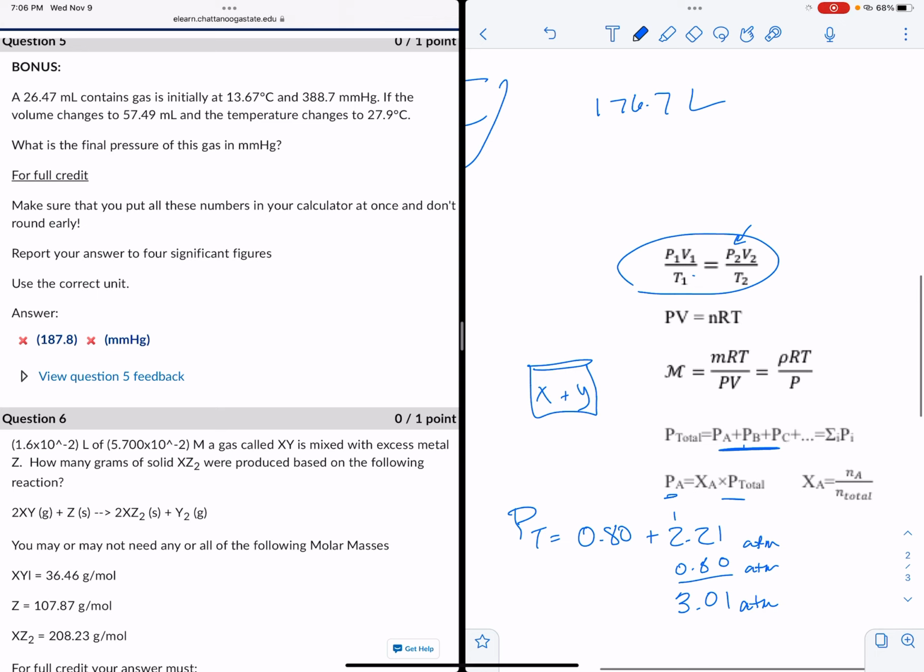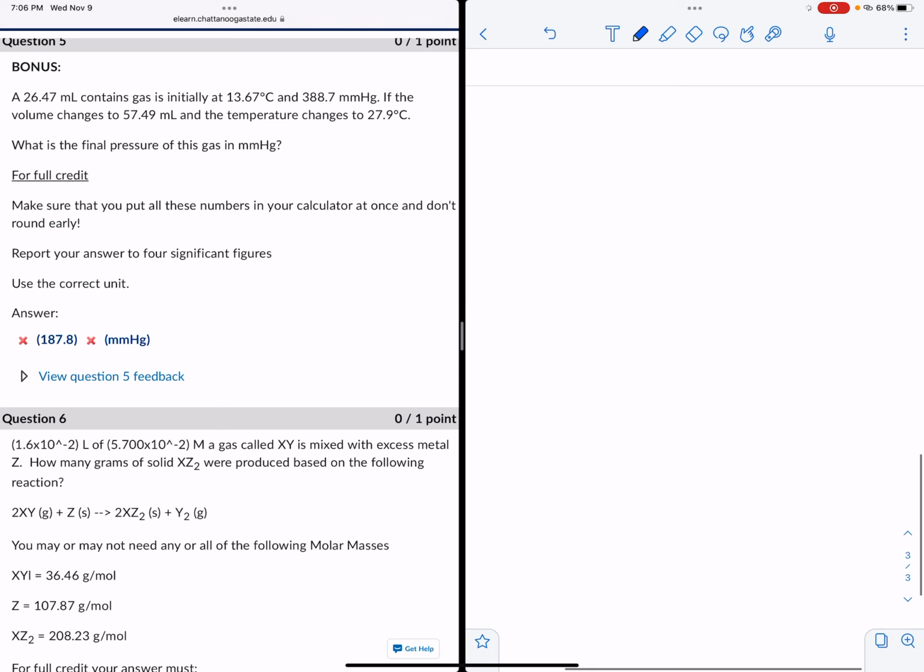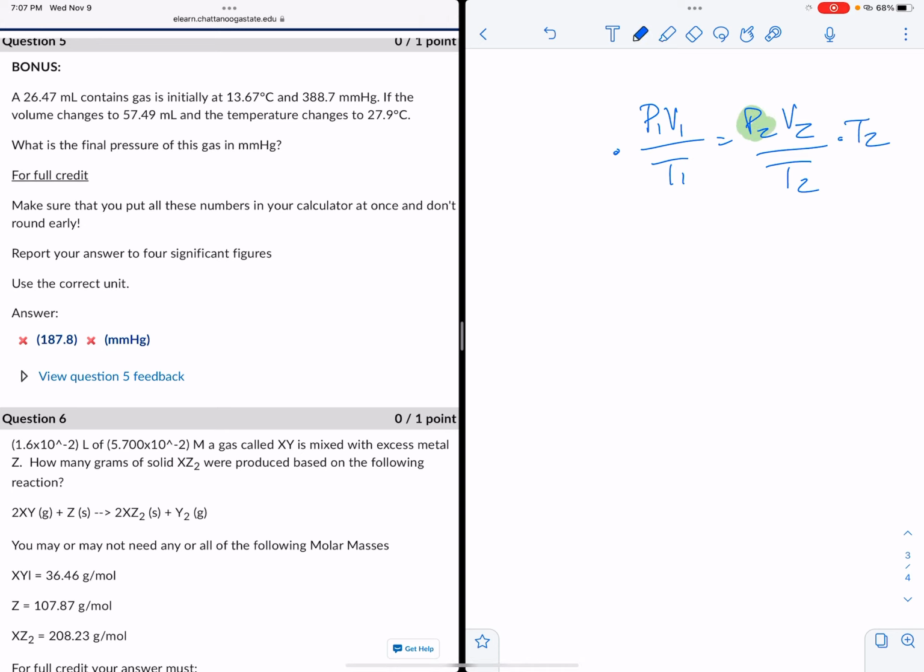So if I bring it over here, I've got P1 V1 over T1 equals P2 V2 over T2. Then if I'm going to solve for this, I need it by itself. So I'm going to multiply both sides by T2 and divide both sides by P2. So that cancels him and that cancels him out. Now I just need to make sure I get it filled in correctly.